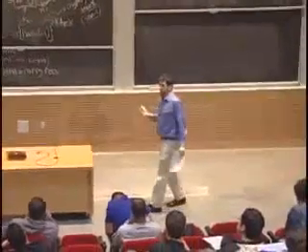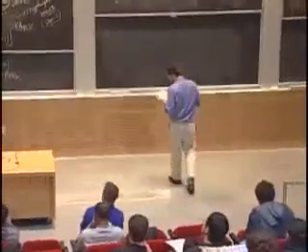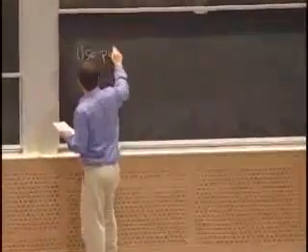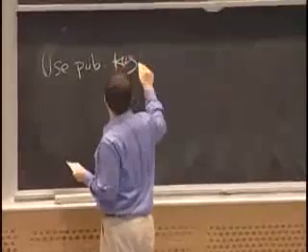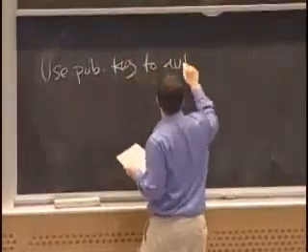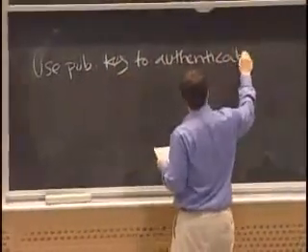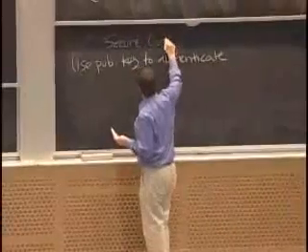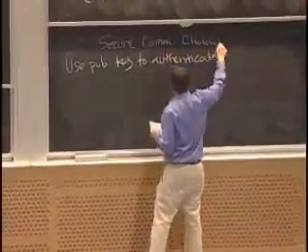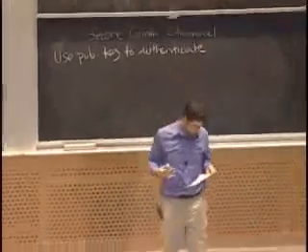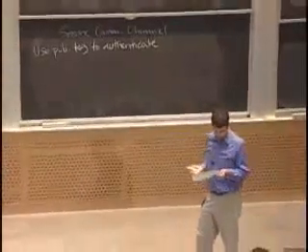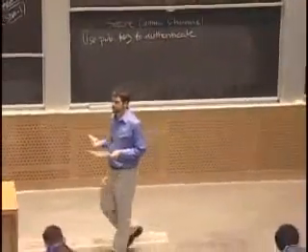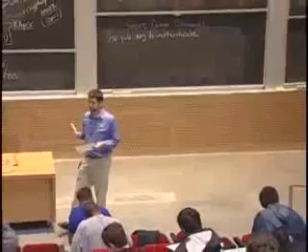Then we're going to use public key to authenticate. So this is establishing a secure communication channel. But what often happens in practice on the internet is that you use public key to authenticate, and then you use a shared key cryptography protocol to actually encrypt the information that's flowing back and forth between the two parties.